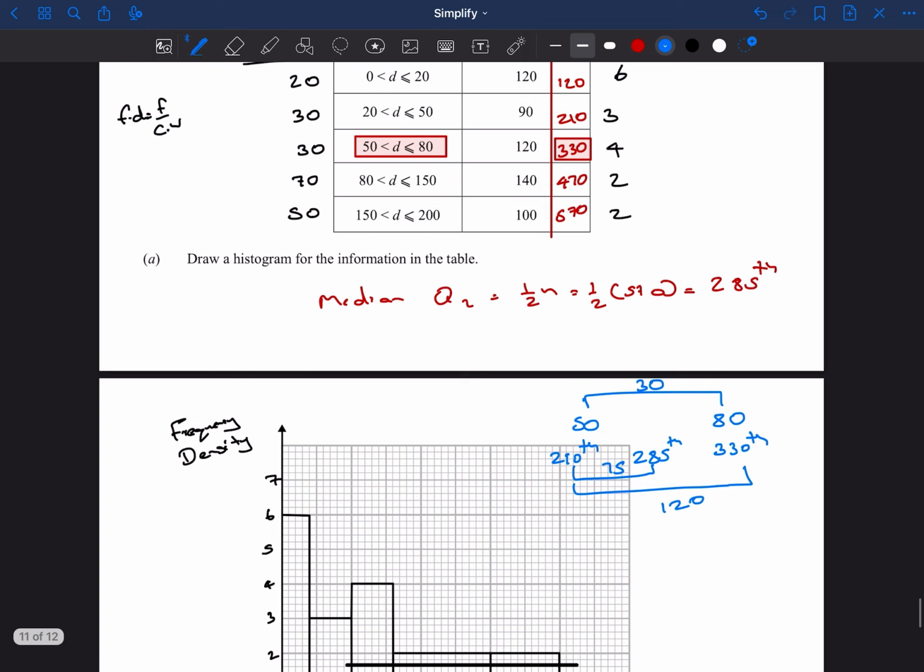So it's 50 plus 75 out of 120 times the class width, 30. You just plug that in, and that will give you the exact answer: 68.75. That's your median. As long as you get that in the exam, you're good to go.